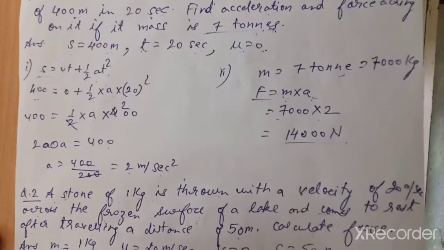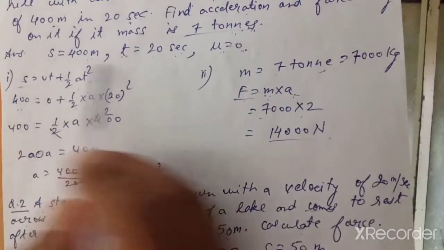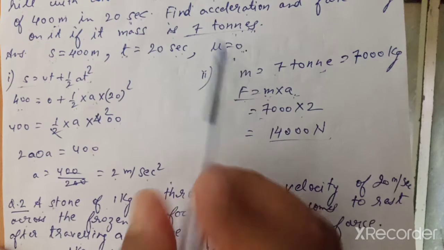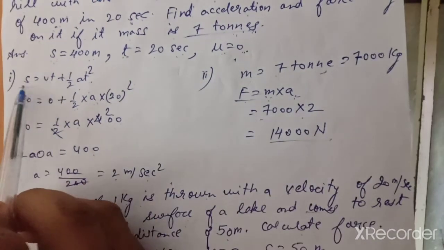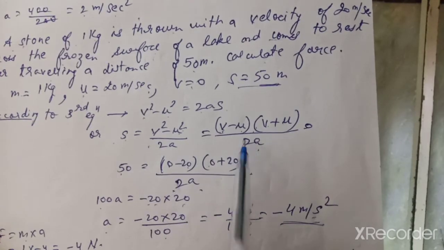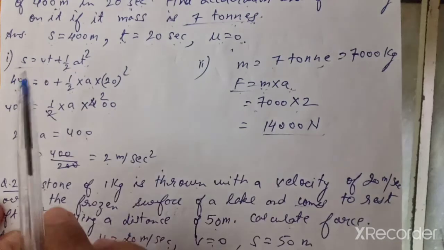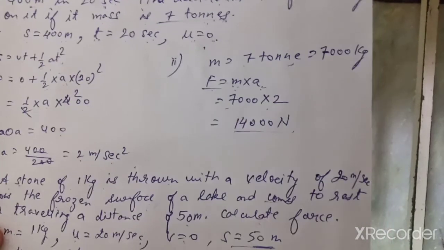Whenever the acceleration is not given, as per the given condition you have to decide for the calculation of the acceleration whether you will be using the second formula or the third formula. So how will you find out? By the given conditions we will find out whether the second equation or the third equation is to be used.